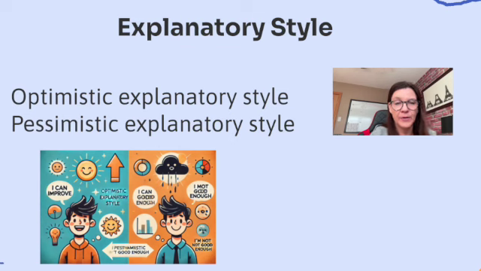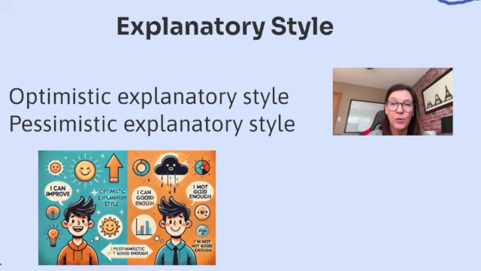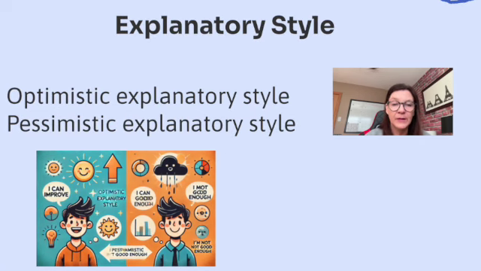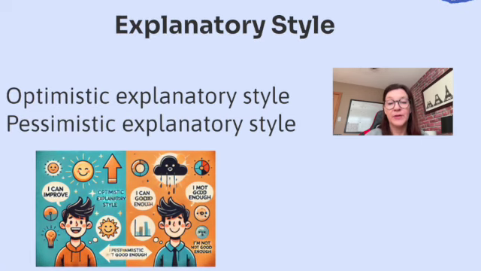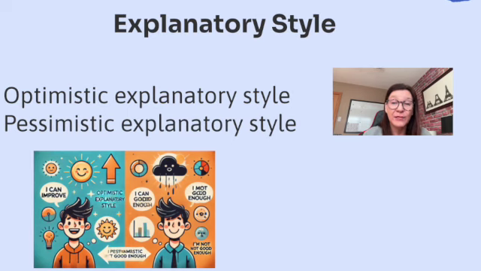So why does this matter? An optimistic explanatory style is linked to better mental health, resilience, and overall well-being. People who think this way tend to bounce back from their setbacks more easily and feel more confident. A pessimistic explanatory style, on the other hand, can lead to feelings of helplessness and is often associated with anxiety and depression. It can trap people in negative thought patterns, and therefore they're hard to break.